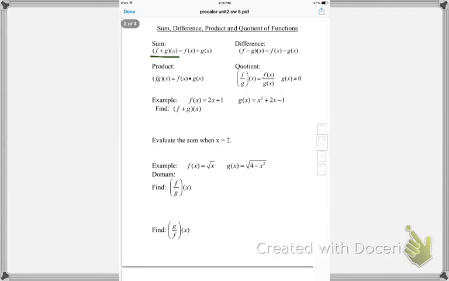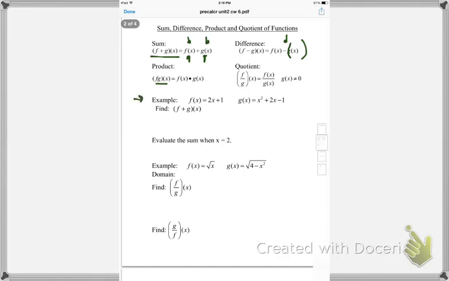(f + g)(x) is f(x) plus g(x). We take your function of x and we add it to your function of g. For the difference, we subtract them. Only remember, when you subtract more than one term, you have to put parentheses. Your product, we multiply them. And your quotient, we divide. We no longer have to rationalize a denominator if it has a radical, but you do have to worry about your radical in terms of your domain.